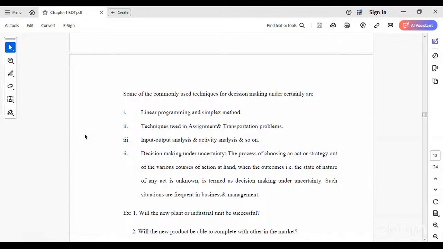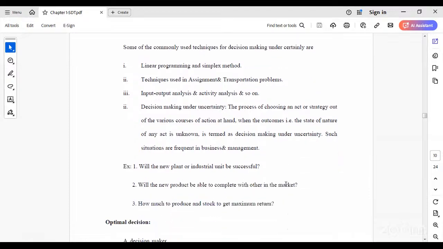The process of choosing an act or strategy out of various courses of action at hand. When the outcome, that is the state of nature of any act, is unknown, it is termed as decision making under uncertainty. Such situations are frequent in business and management.